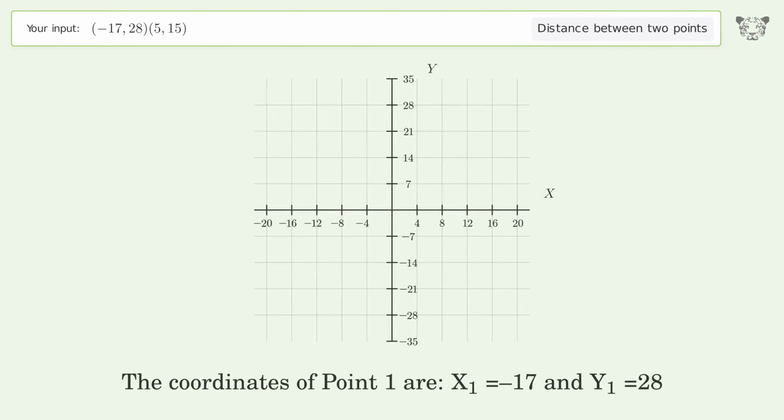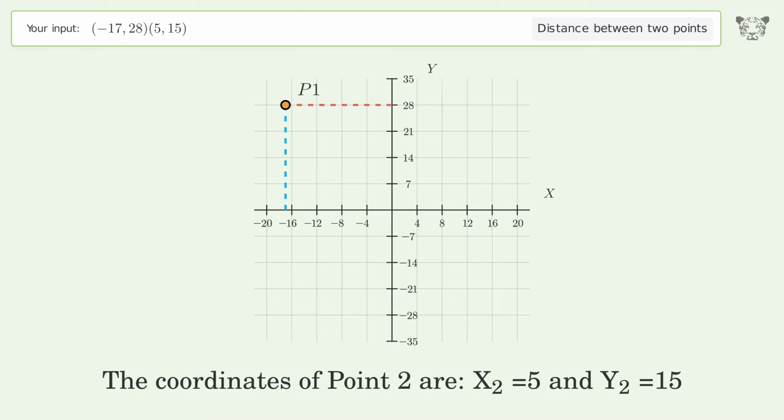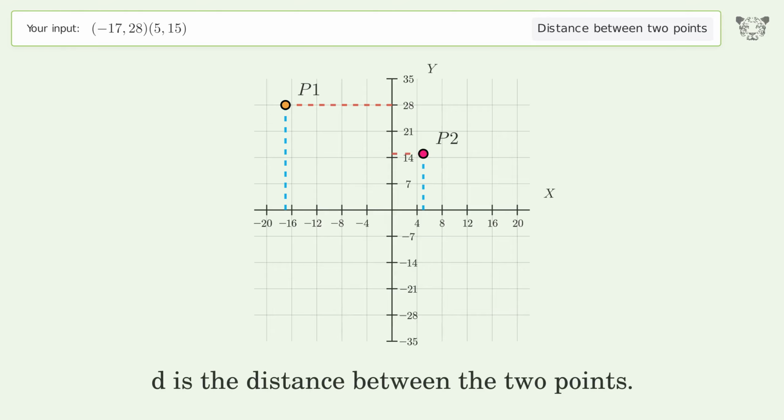The coordinates of point 1 are x1 equals -17 and y1 equals 28. The coordinates of point 2 are x2 equals 5 and y2 equals 15. D is the distance between the 2 points.